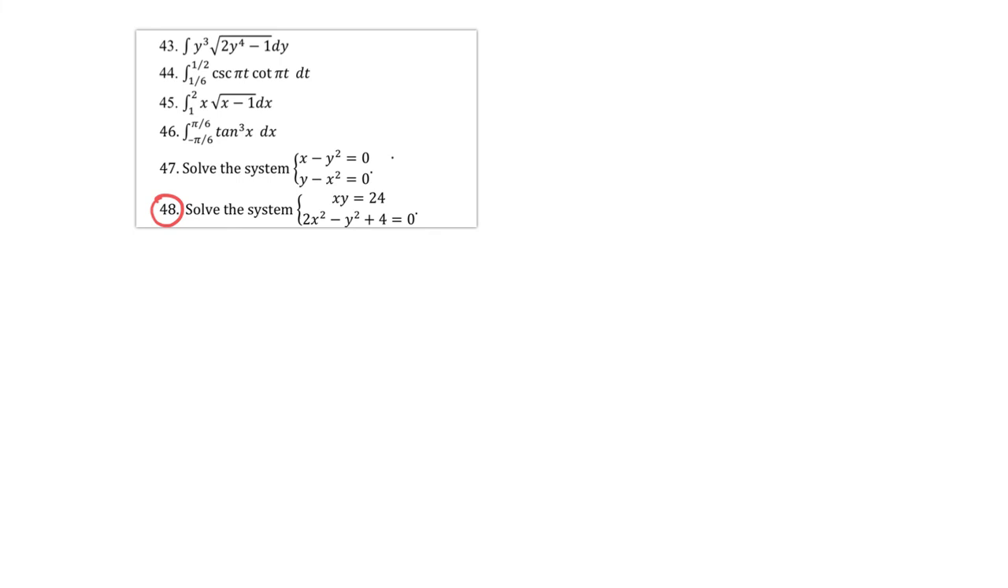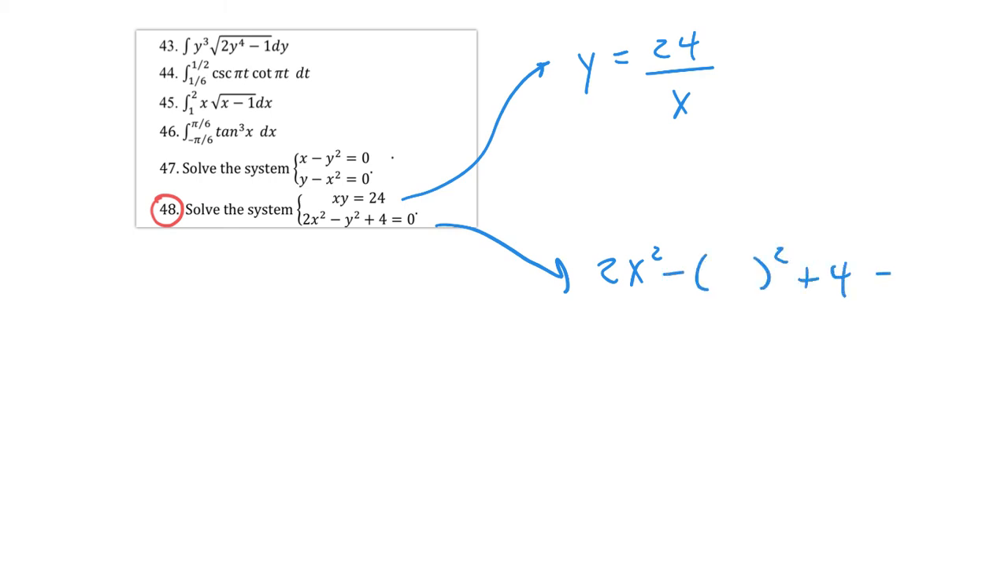And problem 48 is similar. The first equation, we can certainly solve for y in terms of x at least by doing that. And the second equation, we could go ahead and just go through the motions, plugging in 24 over x here. So that's going to be 2x squared minus something over x squared. What is 24 squared? That is 576 plus 4 equals 0.